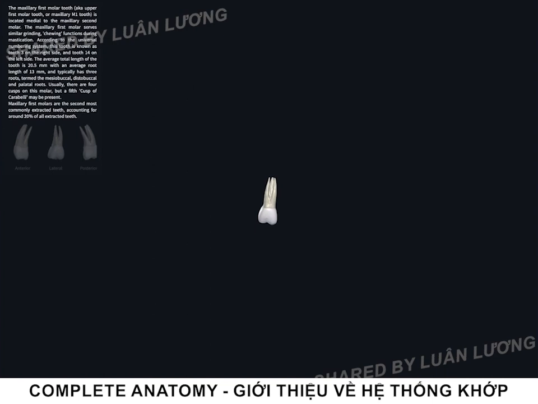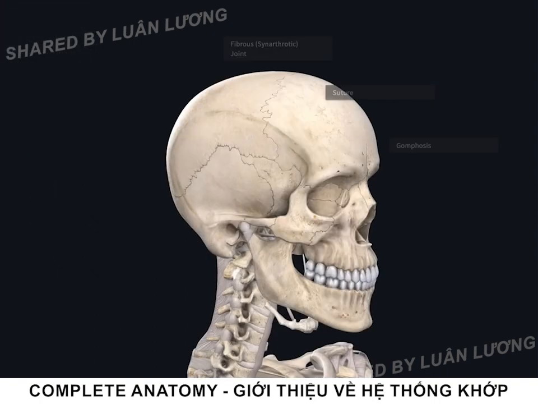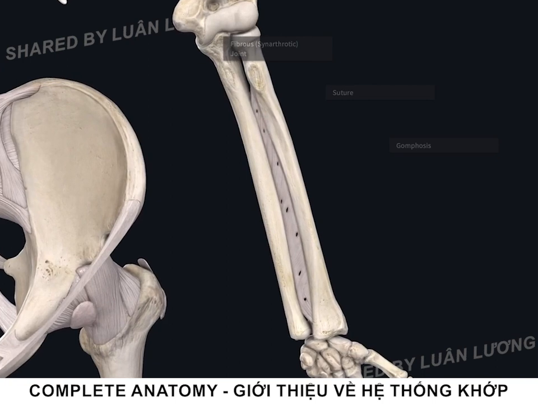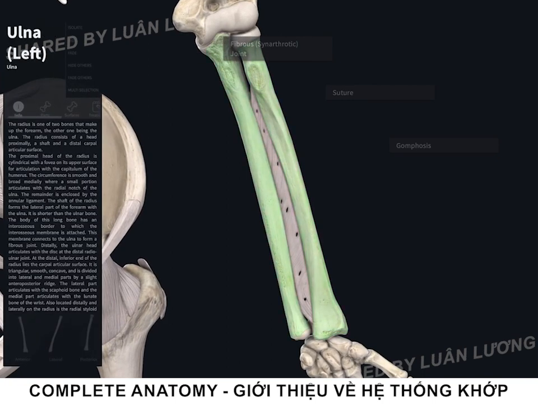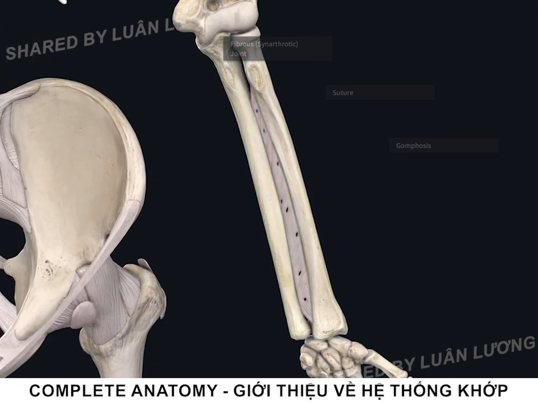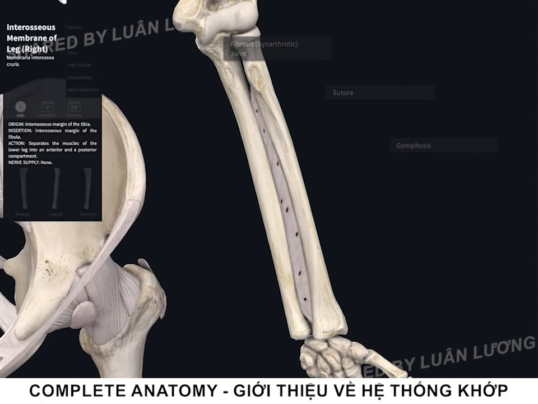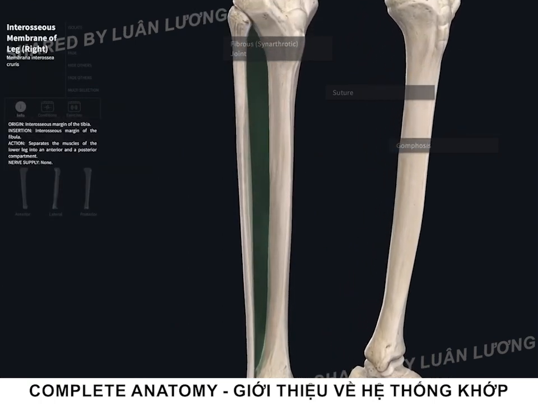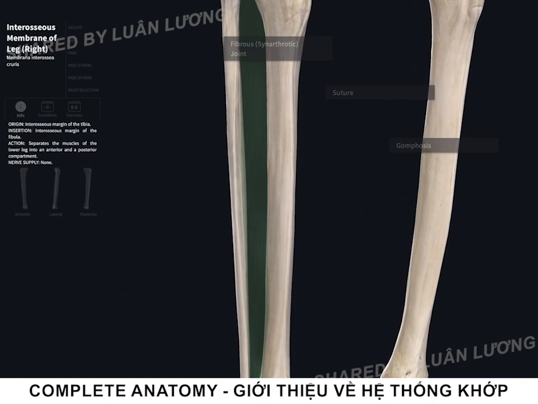Now, the third type of fibrous joint that we're going to take a look at is going to be found in the extremities. This third type of joint is known as a syndesmosis. A syndesmosis is going to be found between the long bones either in the forearm or in the leg. And what we're going to see is there's a strong fibrous connective tissue sheet that is going to be extending from these long bones within these regions.